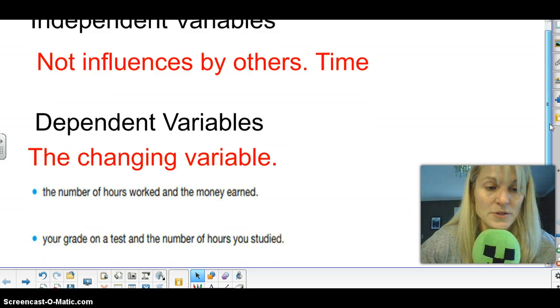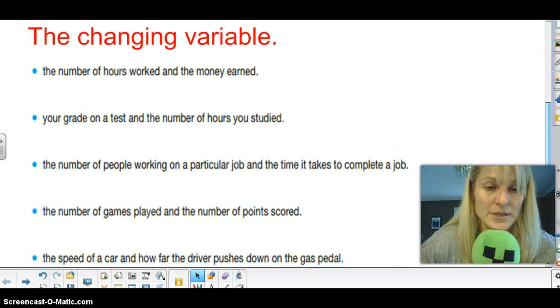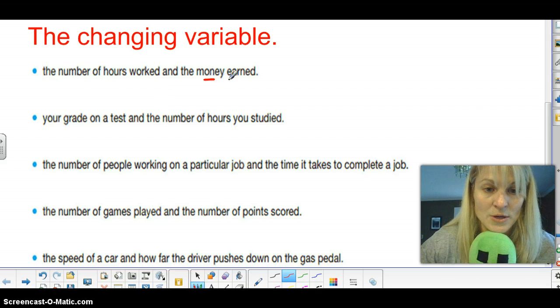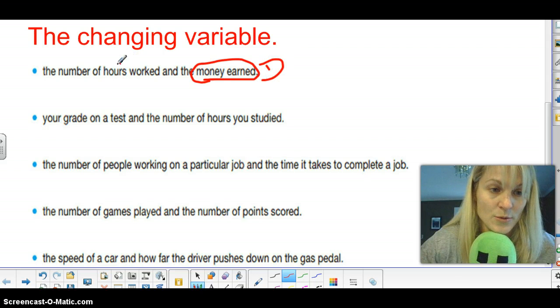If we look at the first one, the number of hours worked and the money earned. Well, of course you want to earn lots of money, but you're not going to earn it unless you put in the hours, okay? So the money you're going to get in your paycheck is dependent on how many hours you work. So your hours, which again is time, would be independent.